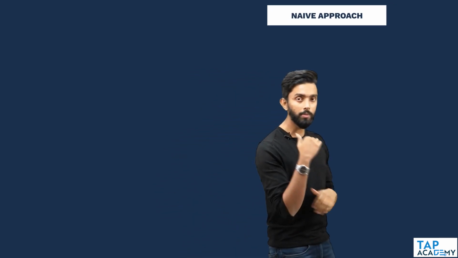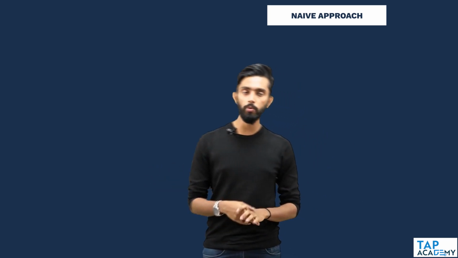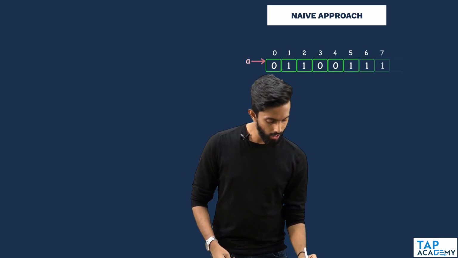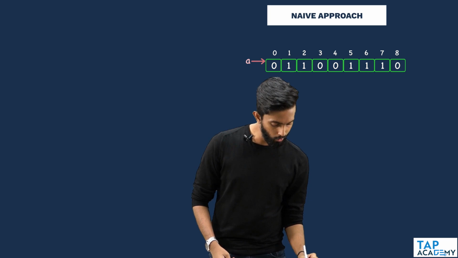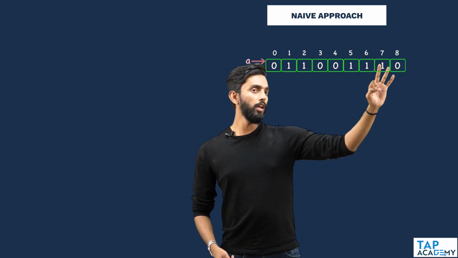Now first and foremost, I would like to use the naive approach. What do you mean by naive approach, sir? If you ask me, an unoptimized, inefficient approach. Okay. So guys, this is the array which has been given to me. Now if you look at this array, there are consecutive ones: 2 consecutive ones, 3 consecutive ones. Output should be 3.